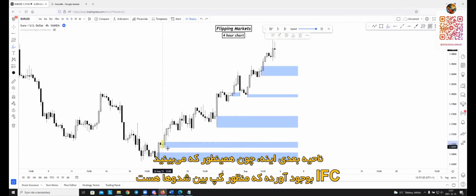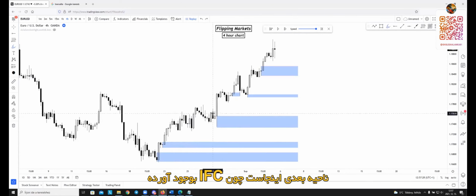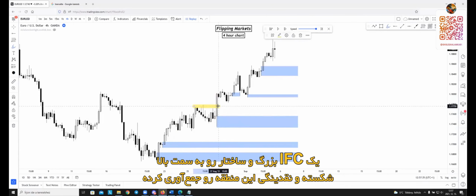The next zone will be this one because, as you can see, it created inefficiency. It has a gap between the wicks and it broke structure, broke this structure. Okay, the next zone will be this wick zone because it created inefficiency, huge inefficiency, broke structure to the upside and collected liquidity from this region.